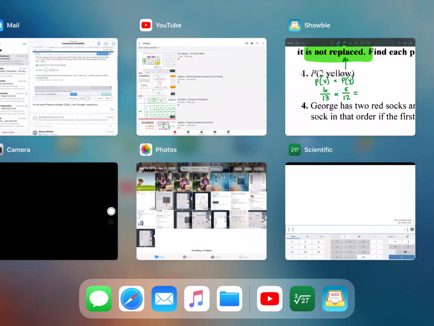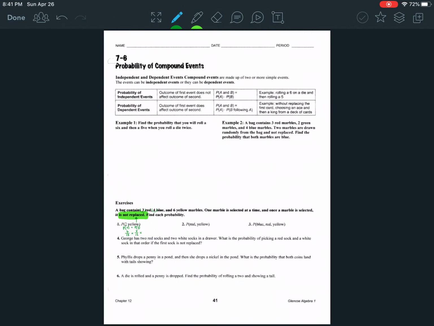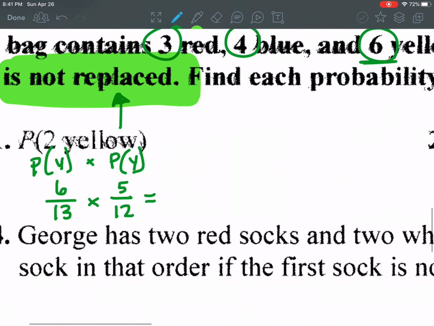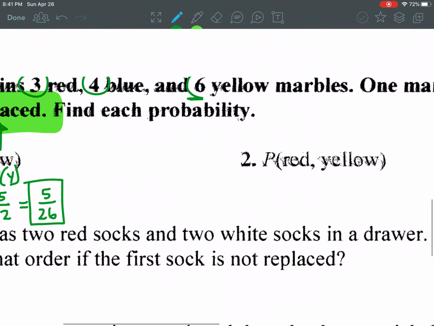And we can multiply those. I'm going to go ahead and jump over to my Desmos. So 6 out of 13 times 5 out of 12. Switch it to a fraction. We got 5/26. I'm just doing this to save time. Remember, guys, we can multiply straight across. Let's look at the next one.